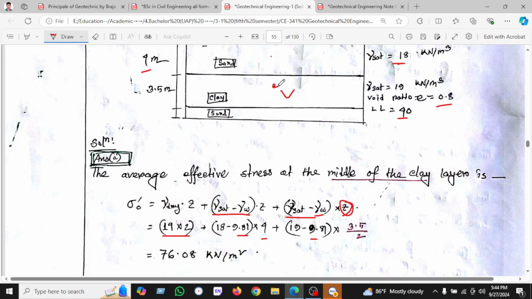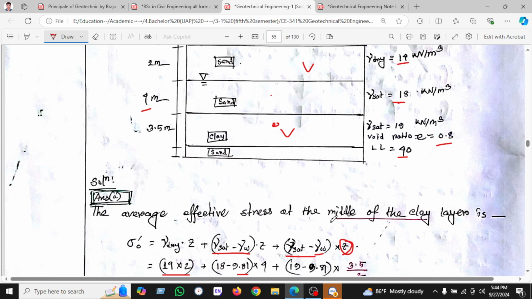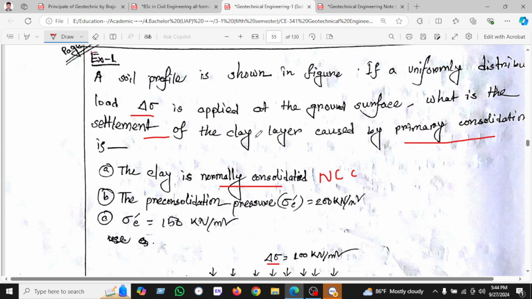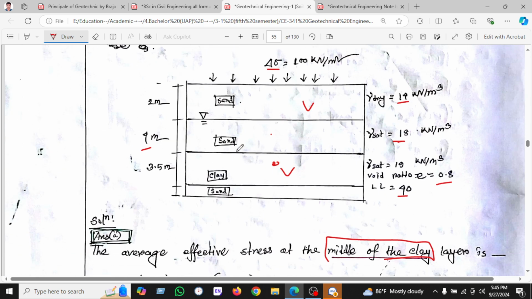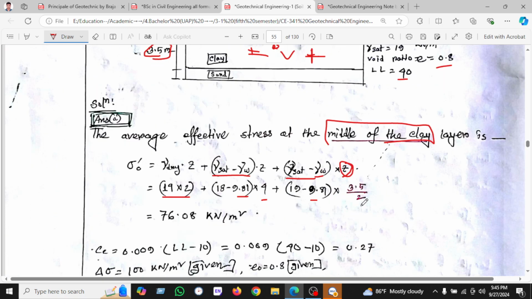How will we get 3.2? Because the question has said at the middle of the clay. So we have seen the primary consolidation. What is the settlement of the clay layer? When they say the clay layer, then we will find the midpoint of this layer. So the midpoint is 3.5 divided by 2. This will be the midpoint, that's why we have divided by 2. This is very important, so I will mark it with 3 stars.